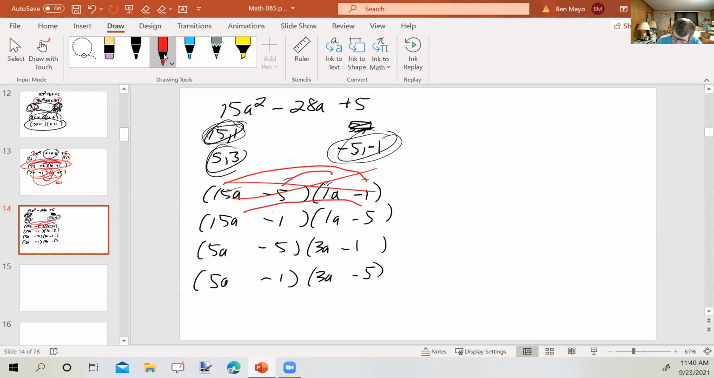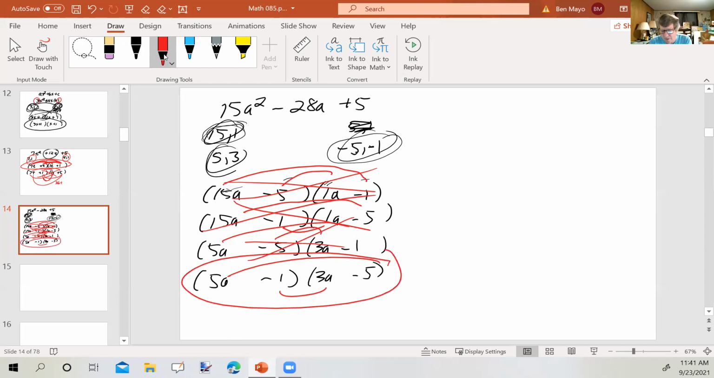This would be minus 75a, and this would be minus 1a, which would be minus 76a. So it's not that one. Okay. Let's see. This would be minus 5a, minus 15a, which is what? Minus 20a, not that one. This would be minus 25a minus 3a is minus 28a. Bingo. And I didn't deliberately put the right answer last. I honestly didn't. I just wrote them out as I saw them. So here's the possibility, or excuse me, there's the correct answer. You get 15a squared minus 28a plus 5.